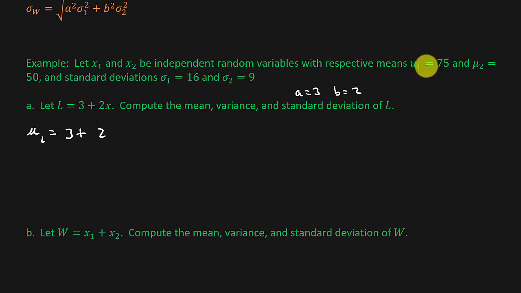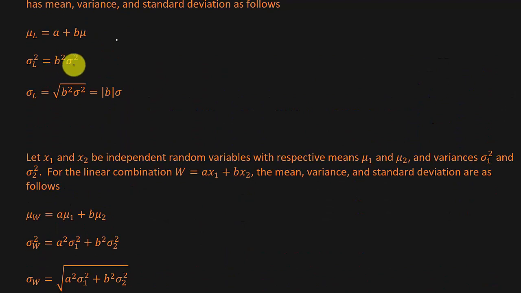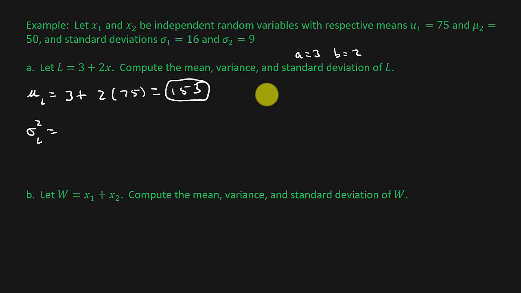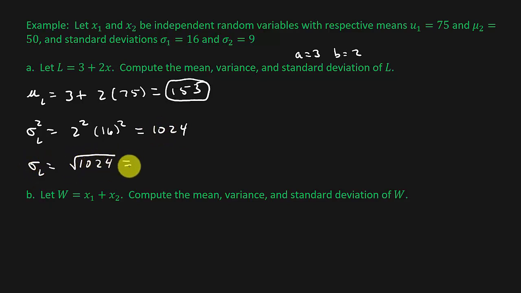And then if we want to find the variance, well, what's the variance? That's b squared times sigma squared. So b is 2, so that's going to be 2 squared times sigma squared. We're going to use the sigma 1 because we just have the one variable. And that's going to be times 16 squared. And so that's going to be 1024. And then the standard deviation is the square root of that. And what is that? Is that 32? Let me make sure. Is it 32 squared? Yep, 32. And so there's your mean, variance, and standard deviation.